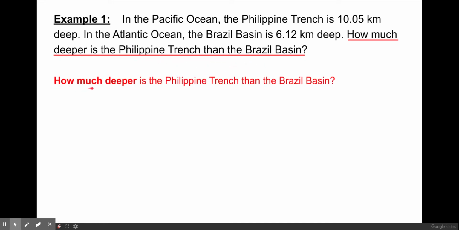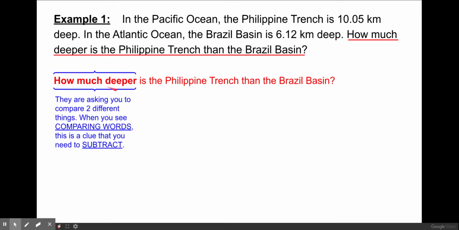Let's analyze this sentence right there. How much deeper? Well, how much deeper is basically comparing. They're like comparing words. So when they are asking you to compare two different things, it's a clue that you need to subtract. For example, if you said, how much faster is Barry than Clark? You're going to be subtracting the two people's speeds. How much taller is Brian than Amy? Then you would be subtracting Amy's height from Brian's height. How much smaller is a snail than a turtle? You're going to be subtracting their sizes.